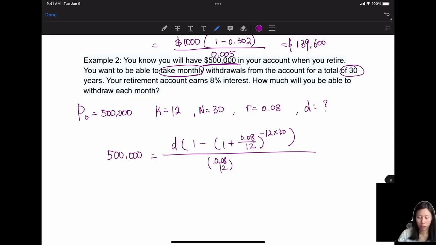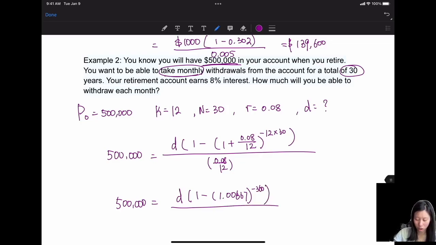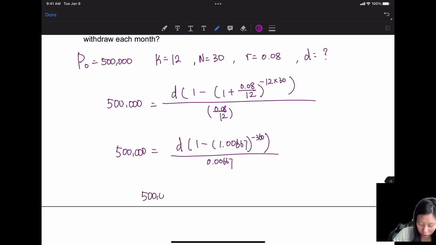Okay, so you should pause the video and try to calculate that by yourself, see if you got the answer. So D times 1 minus 1.00667 to the negative 156 over 0.00667. And then you will have 500,000 equals D times 136.232.